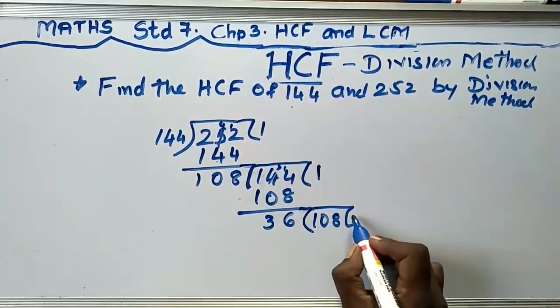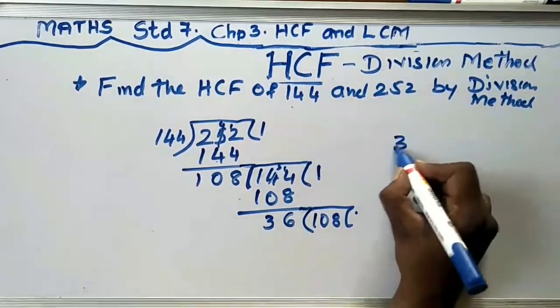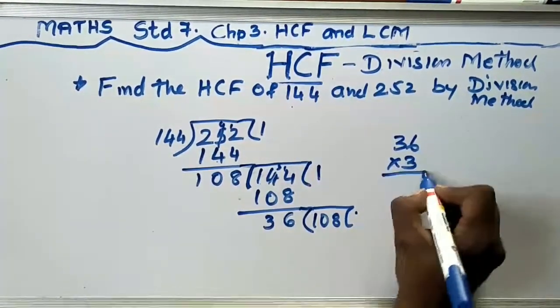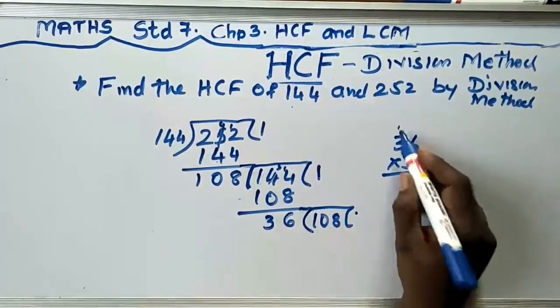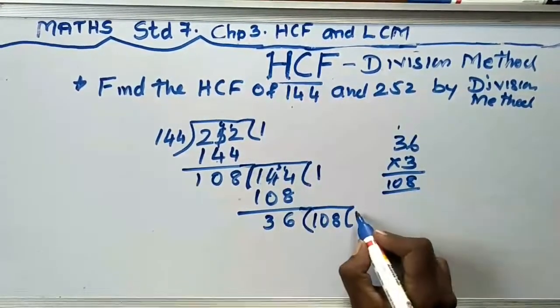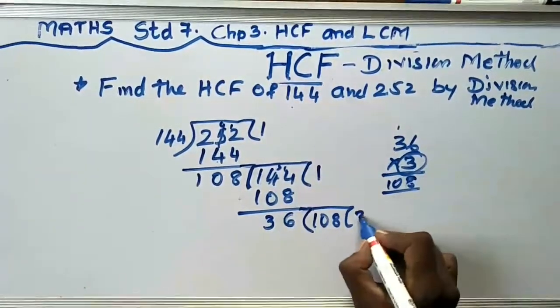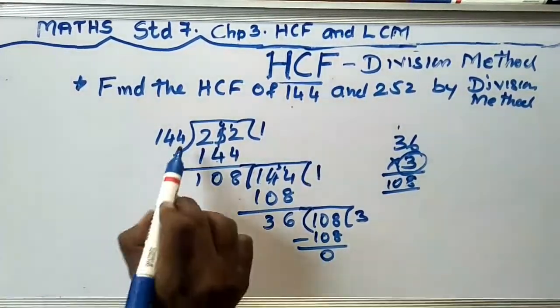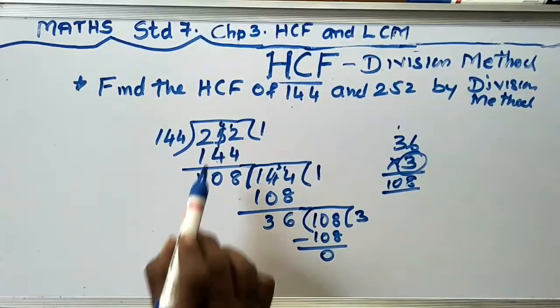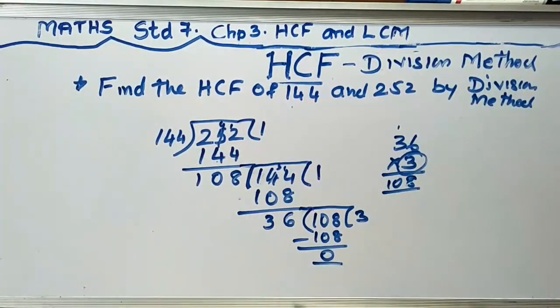Then now I have to calculate 36 into 3. 6 3s are 18, 1 carry, 3 3s are 9 plus 1 10, 108. So it goes in 3 times. So 108, I get 0. We have to do the division till you get 0.